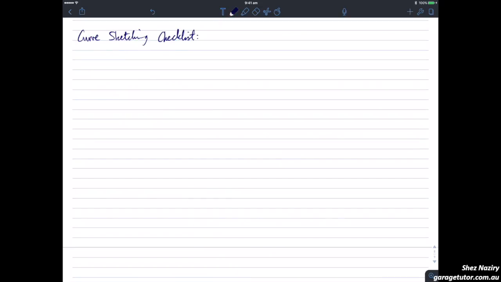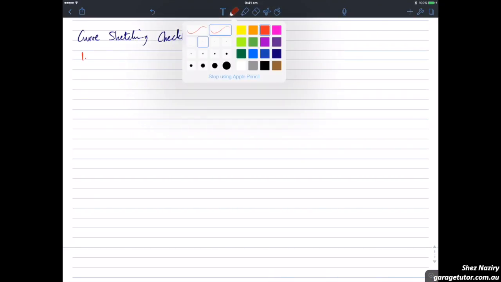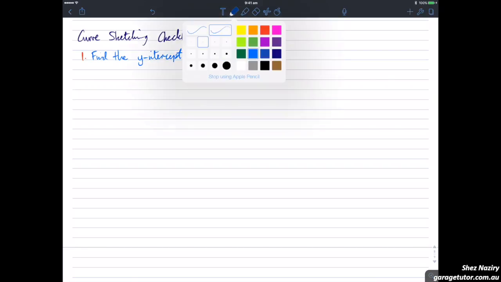Okay, so we're going to do the curve sketching checklist. Now, the first thing, any suggestions as to what you think should be our first check? What's the first check we should always do, guys? Well, yeah, the intercepts are the easiest. What's the easiest? The y-intercept. You just sub in x equals 0. Find the y-intercept. That just means you let x equal 0. Okay. What do you think number 2 is?